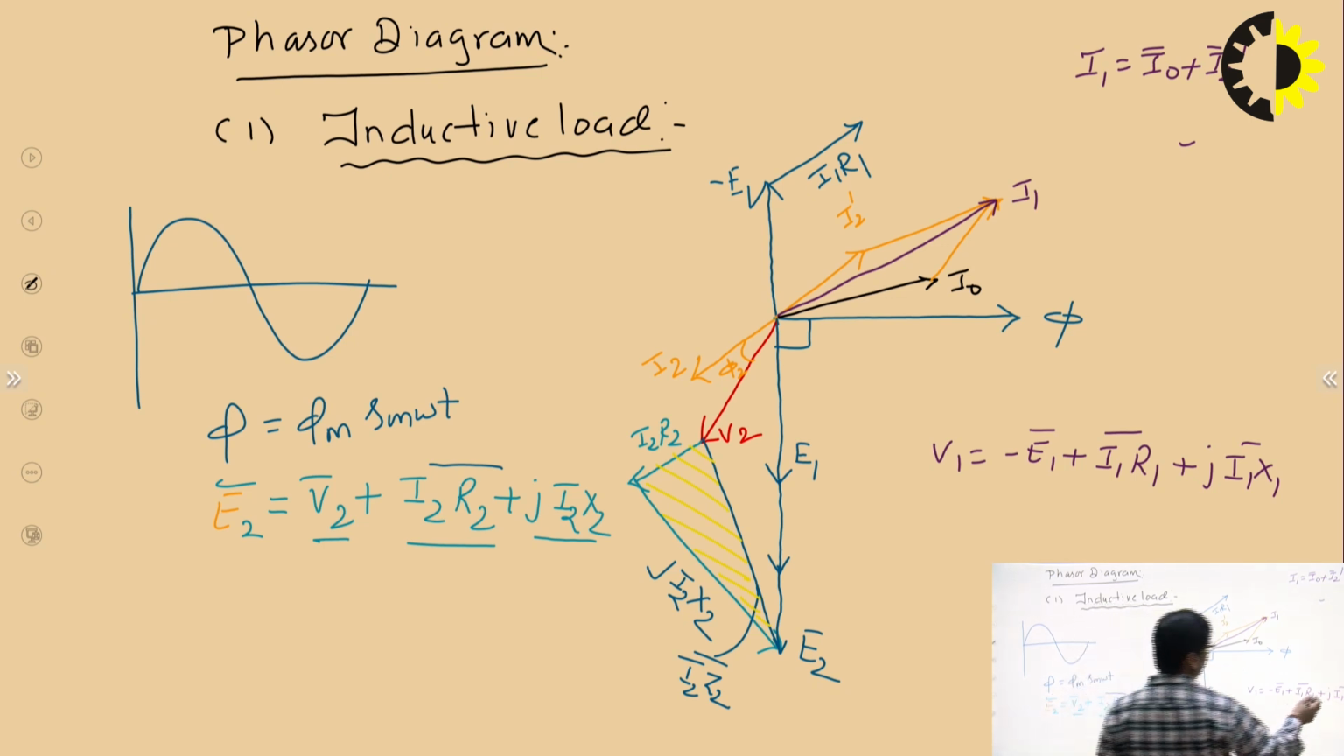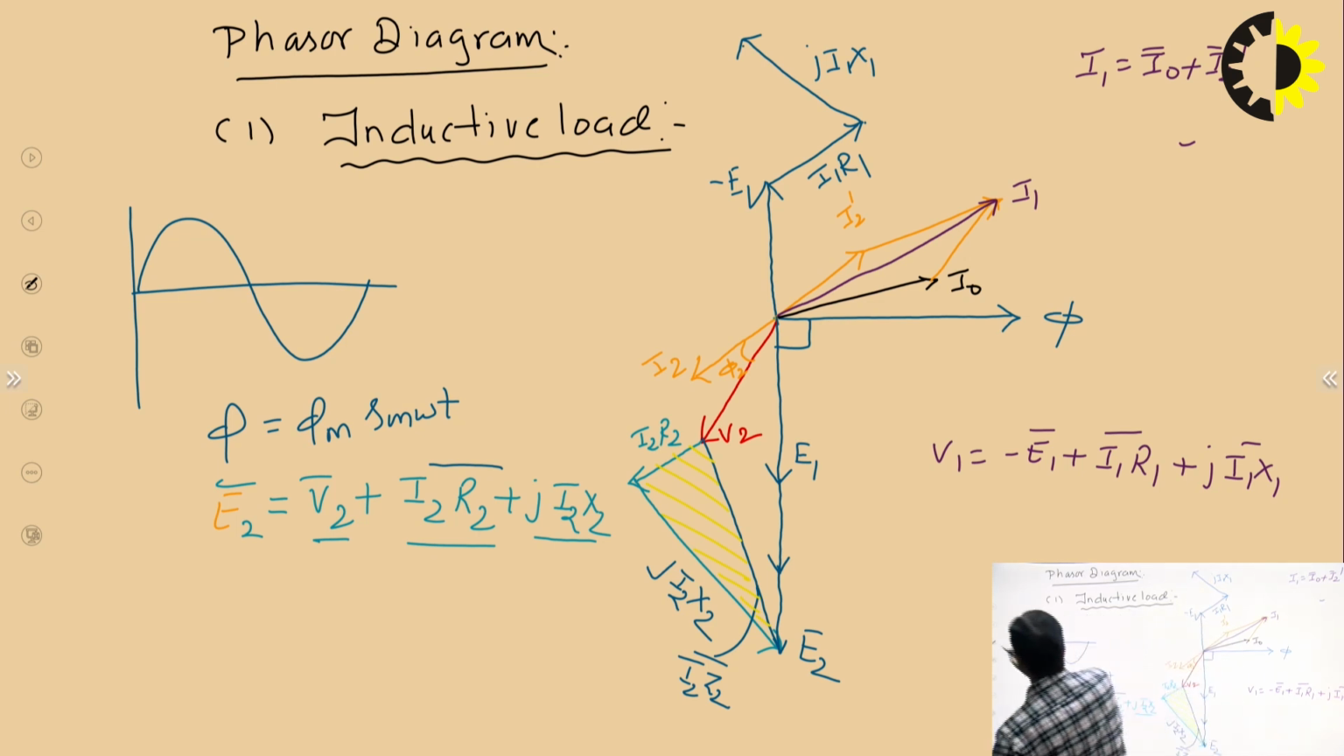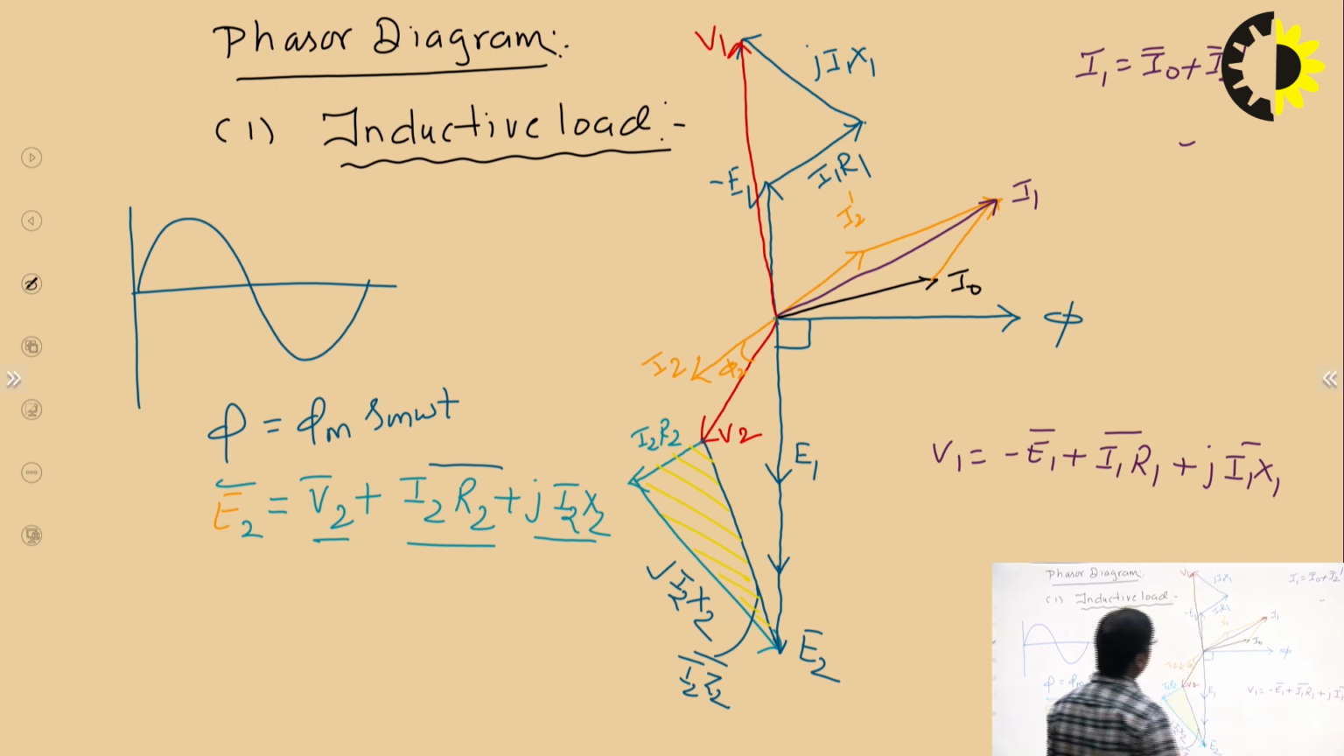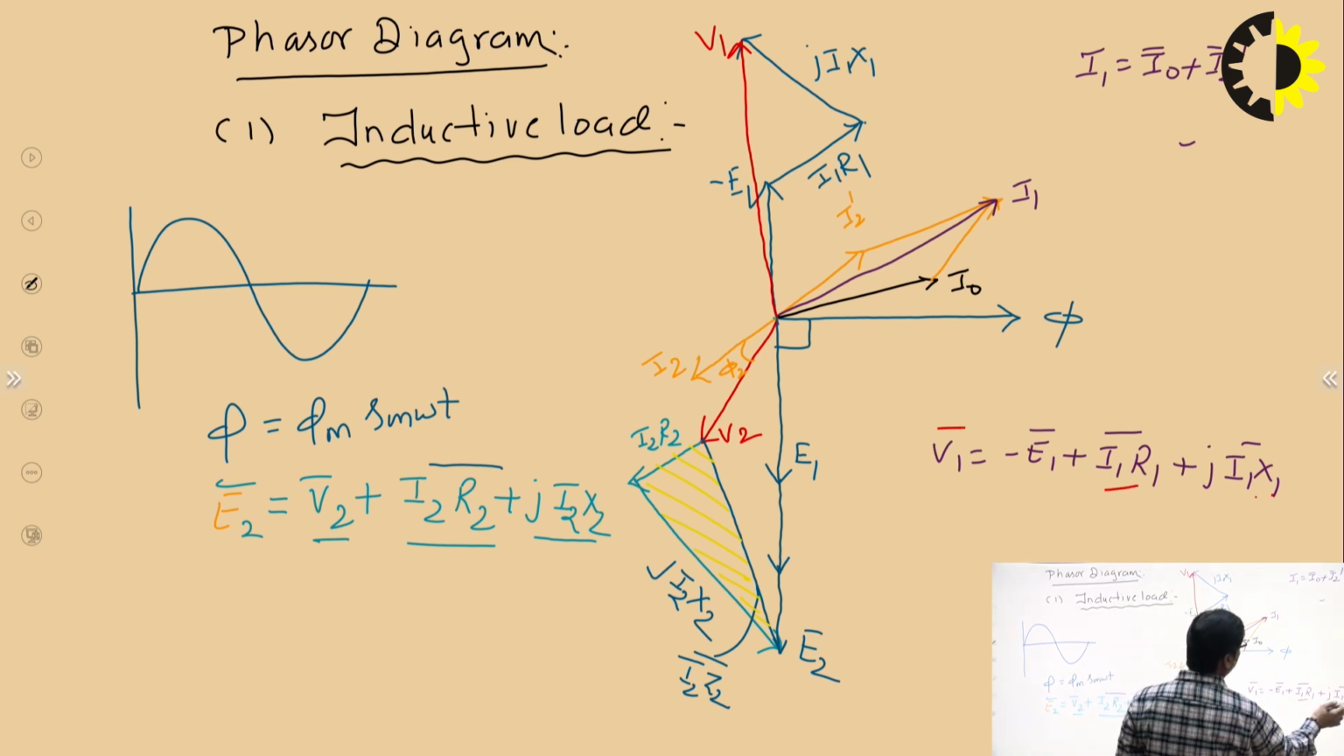The next is I1 X1. So this is the vector which will be 90 degrees to this, that is I1 X1, and you can join the initial point and the final point. So that will be your final voltage V1. So V1 will be equal to minus E1 plus this drop and then plus this drop.